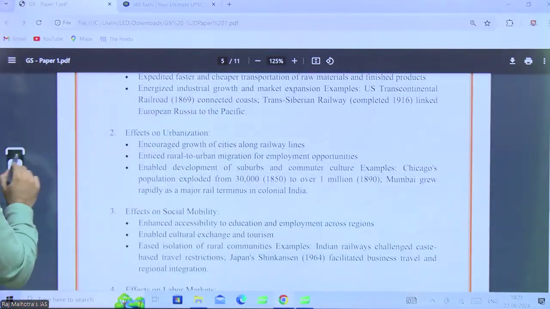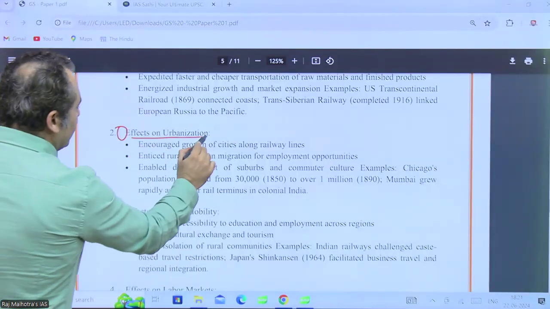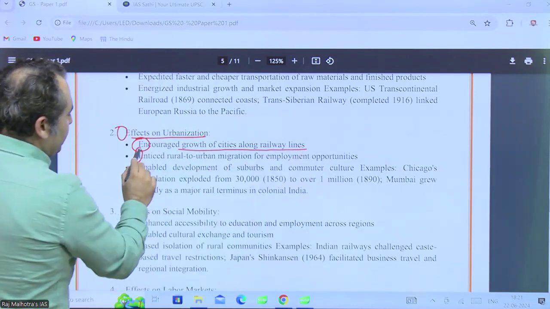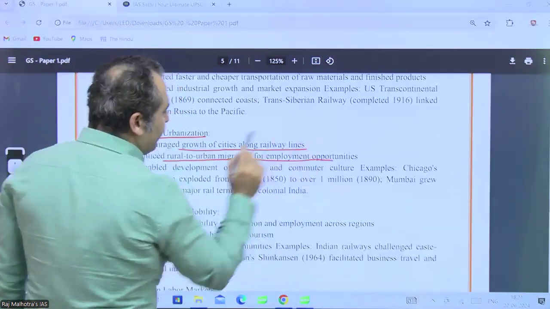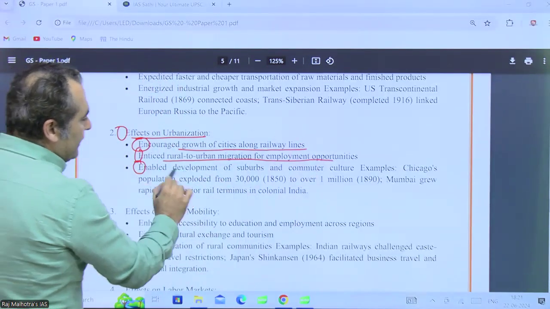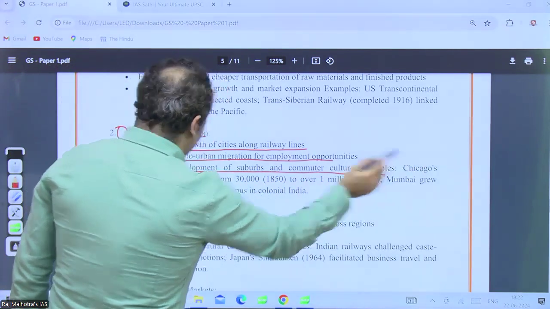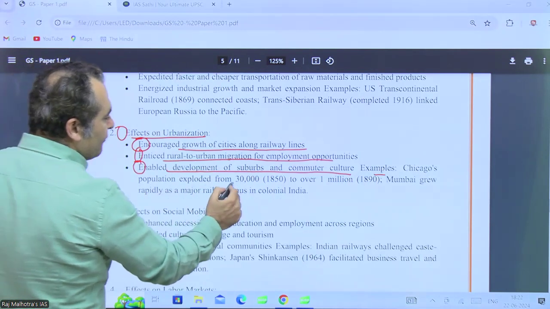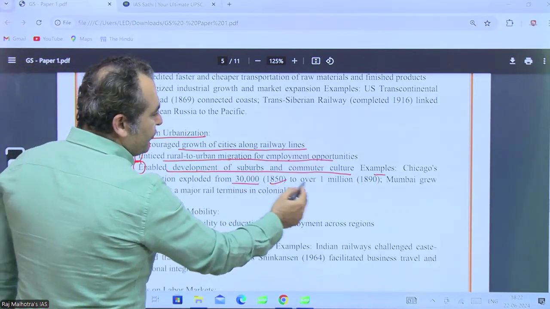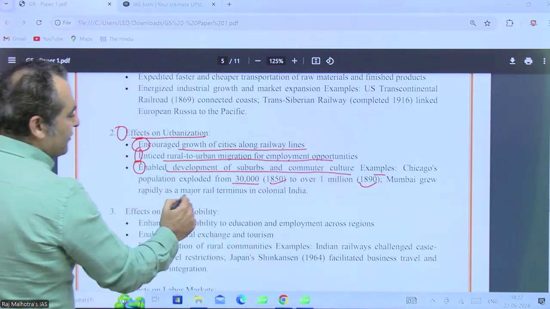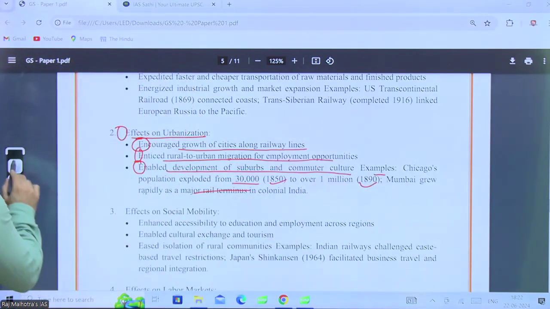Then, second is effects on urbanization: encourage growth of cities along railway lines, enticed rural to urban migration for employment opportunities, enabled development of suburbs and commuter culture. Examples, Chicago's population exploded from 30,000 in 1850 to over 1 million in 1890. Mumbai grew rapidly as a major rail terminus in colonial India.